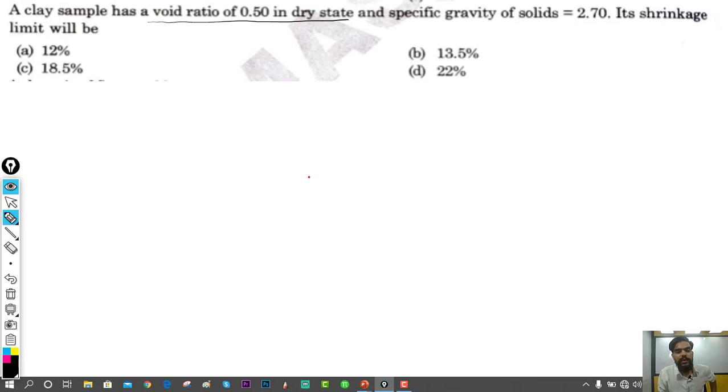For its shrinkage limit, just draw a chart like the one we draw for the Casagrande apparatus or Casagrande's limit. This point represents our shrinkage limit. Shrinkage limit means that if we reduce the water content of the soil further, our volume will not change, because this axis represents water content and this axis represents volume. So if we reduce the water content further from this value, the volume will not change.